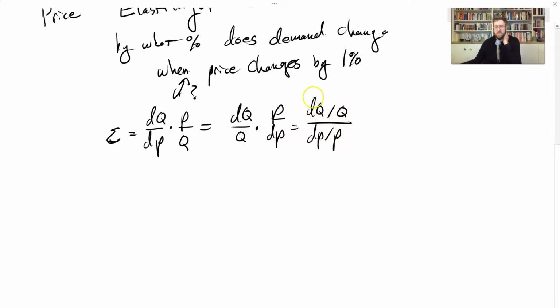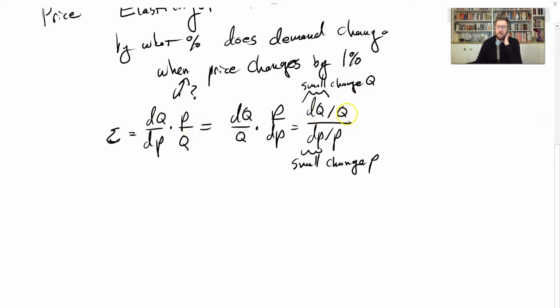Now, this is basically saying, imagine dQ is a small change in Q, and dP is a small change in P. Remember, the intuition of a derivative is that it's like an instantaneous slope. So it's the slope: if you made a very small change in P, what would the effect be on Q? Okay. So it's rise over run still.